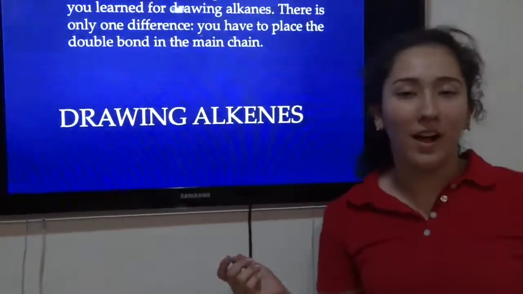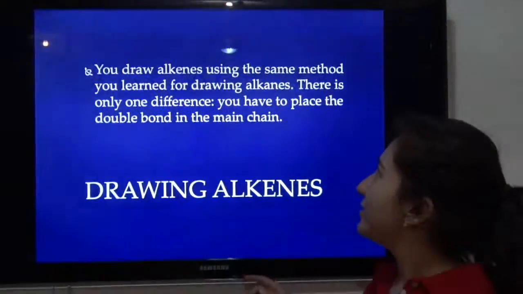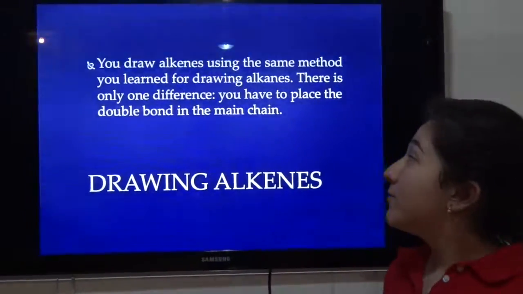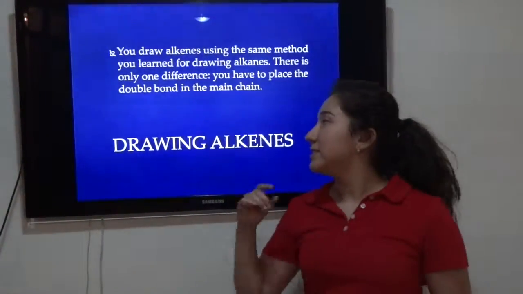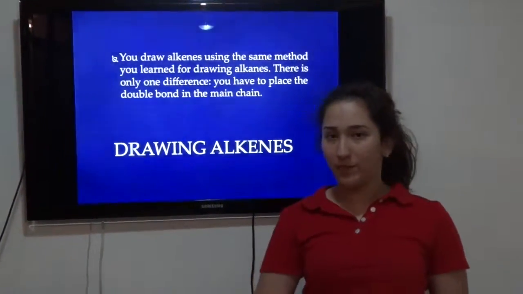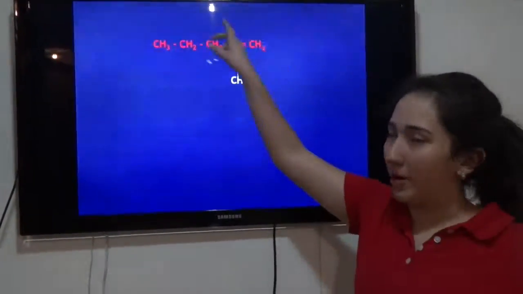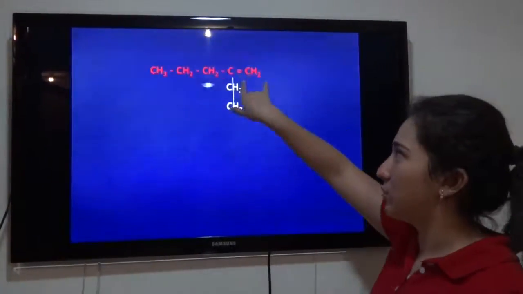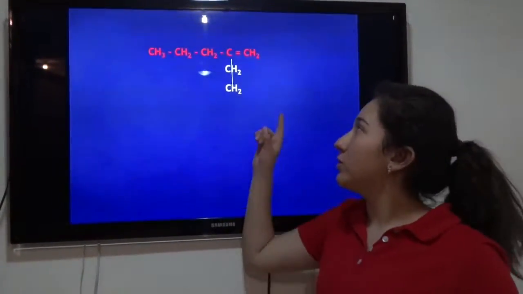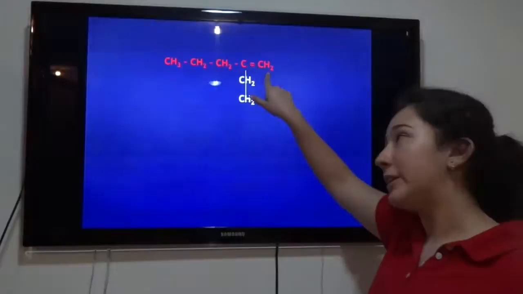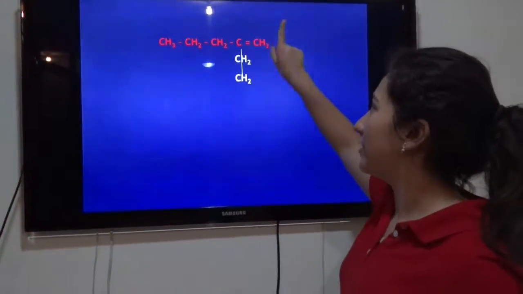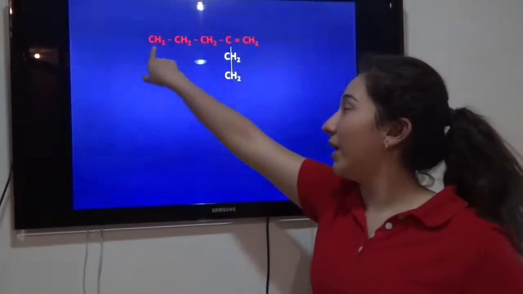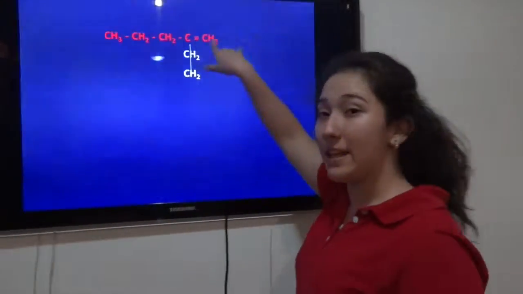Now I'll teach you how to draw alkenes. You draw alkenes using the same method you learned for drawing alkanes. There is only one difference: you have to place the double bond in the main chain. I'm going to show you an example now. First, you need to see the parent chain that contains the double bond. We are going to count from where the double bond is nearest to the end of the chain, like this: 1, 2, 3, 4, 5. So this is a pentene.